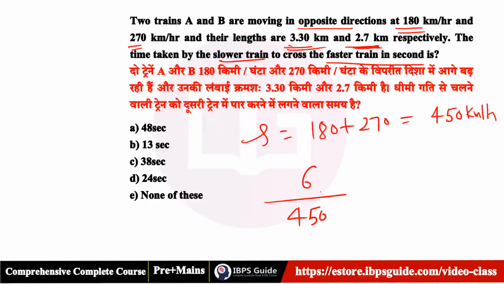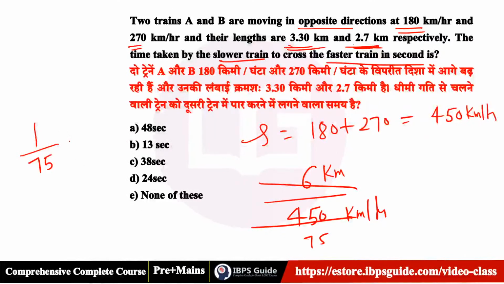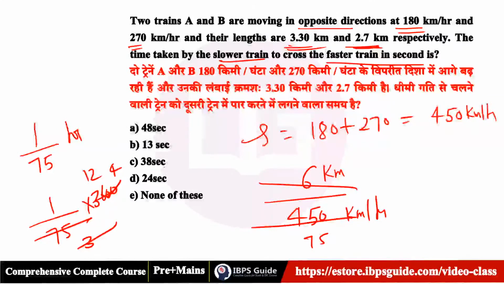But the answer will be in hours. This answer is in hours because the length is in kilometer and the speed is in kilometer per hour. What to do? Just divide 6 by 450, so that is 1 upon 75 hour. Now let's convert it into seconds. 1 upon 75 into 3600. 25 3s are 75, 25 4s are 100, 3 12s are 36, 12 into 4 is 48. 48 seconds. Option A will be the answer.